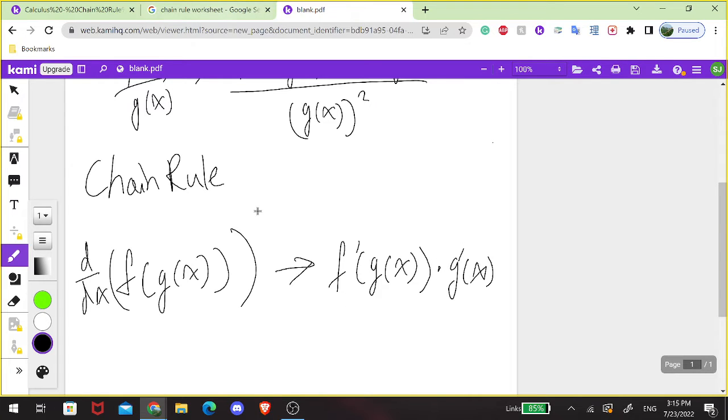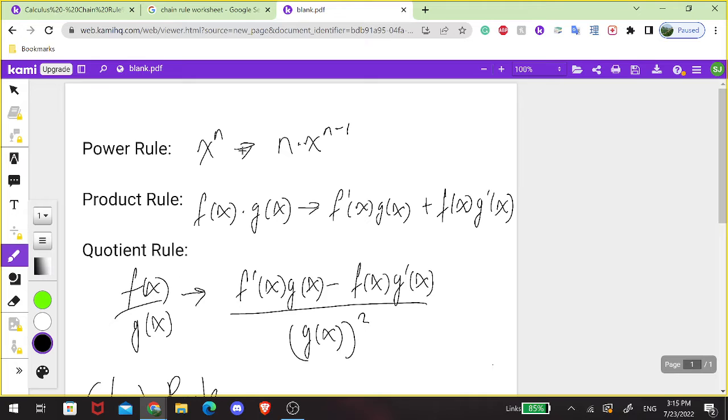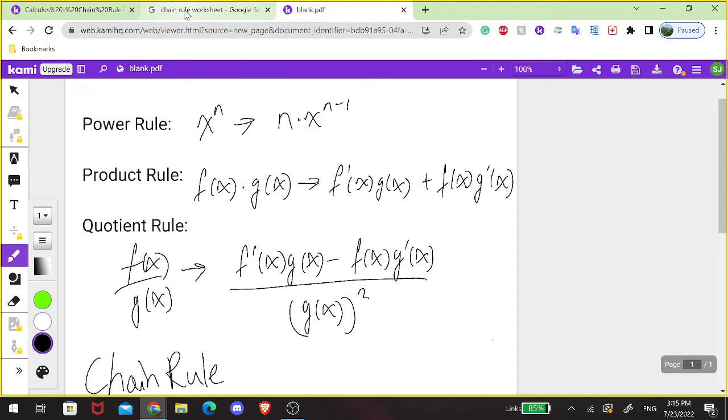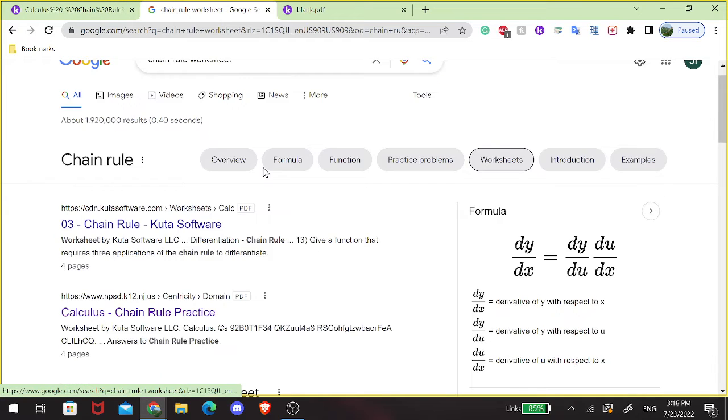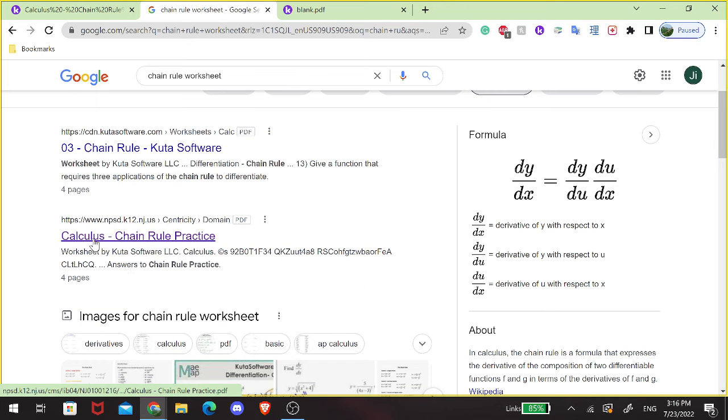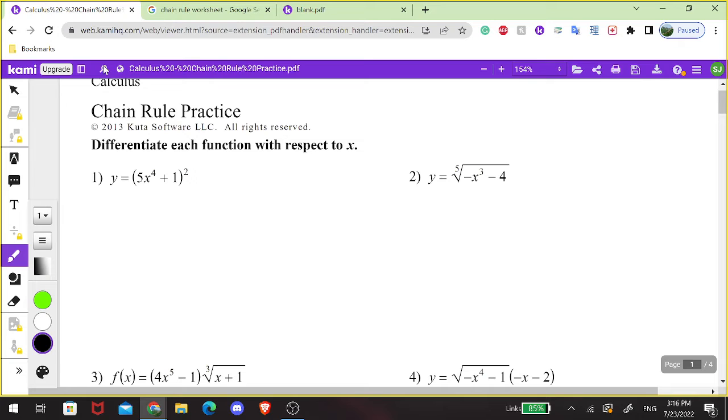Let's take a look at some examples. Obviously, if you haven't written all these other rules down, you'll need them because we're doing a lot of practice problems today, so that we make sure you know how to use this rule. If you want to work along, just search up chain rule worksheet, and it should be one of the first few links. It's this one, and it will look like this.